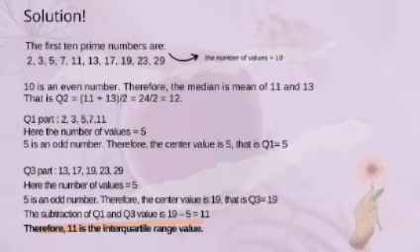The result is 12. The Q1 part is 2, 3, 5, 7, and 11. Here the number of values is 5. 5 is an odd number, therefore the center value is 5, that is Q1 equals 5. The Q3 part is 13, 17, 19, 23, and 29. Here the number of values is 5. 5 is an odd number, therefore the center value is 19, that is Q3 equals 19. The subtraction of Q1 from Q3 is 19 minus 5 equals 14. Therefore 14 is the interquartile range value.